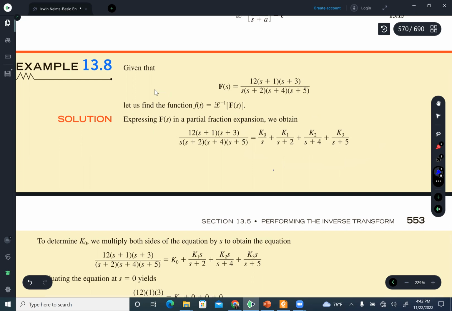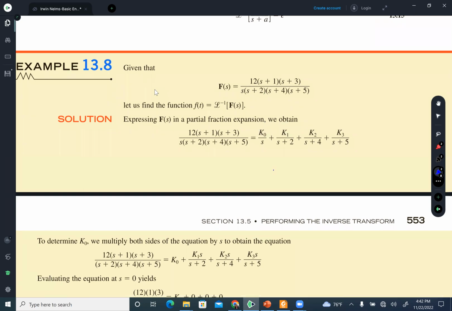So if you believe it can be written in this form, meaning what is this form? It's basically some constant we want to find divided by this, plus another constant we want to find divided by that, etc. Right? If it can be written in that form, then these constants are not hard to find. All you got to do is the following.